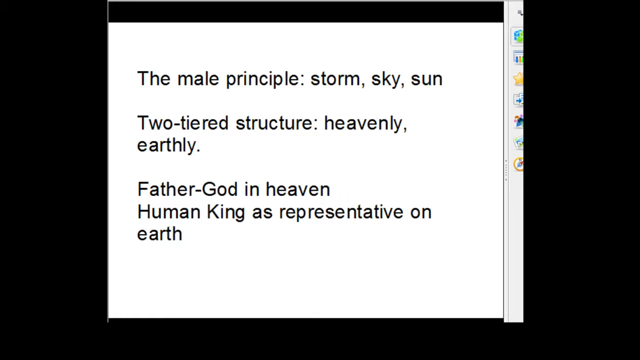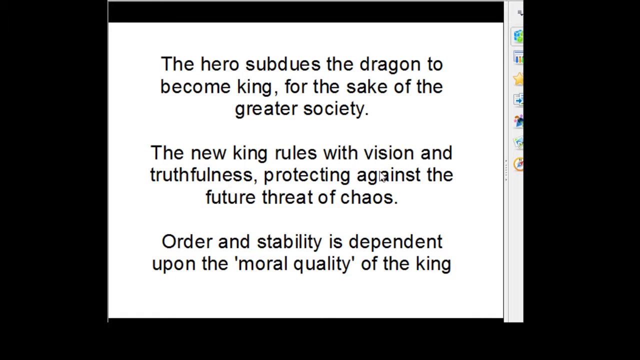And in this order, you have the heavenly realm with the Father God in heaven who represents ultimate order. And then the human king on earth is the earthly representative of that same order. And so it's the king's task to maintain the proper order in society and on the earth. Because when things get out of order, then too much chaos erupts into society.